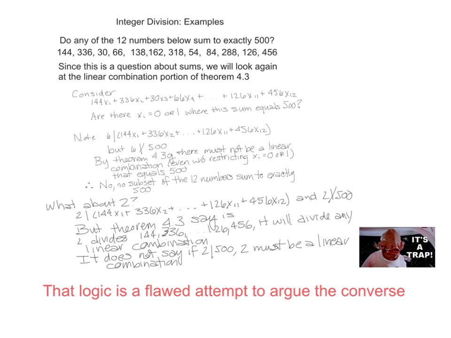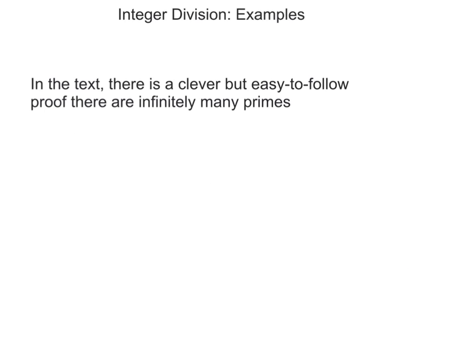And in fact, we talked about this in chapter 2. It's a flawed attempt to argue the converse. Do you remember that was the trap? So again, theorem 4.3 says that if 2 divides the 12 numbers, it will divide any linear combination. It does not say if 2 divides a number, that number must be a linear combination. There is one more example that's in the text, and I'll point you to it. There is a clever but easy to follow proof that there are infinitely many primes.